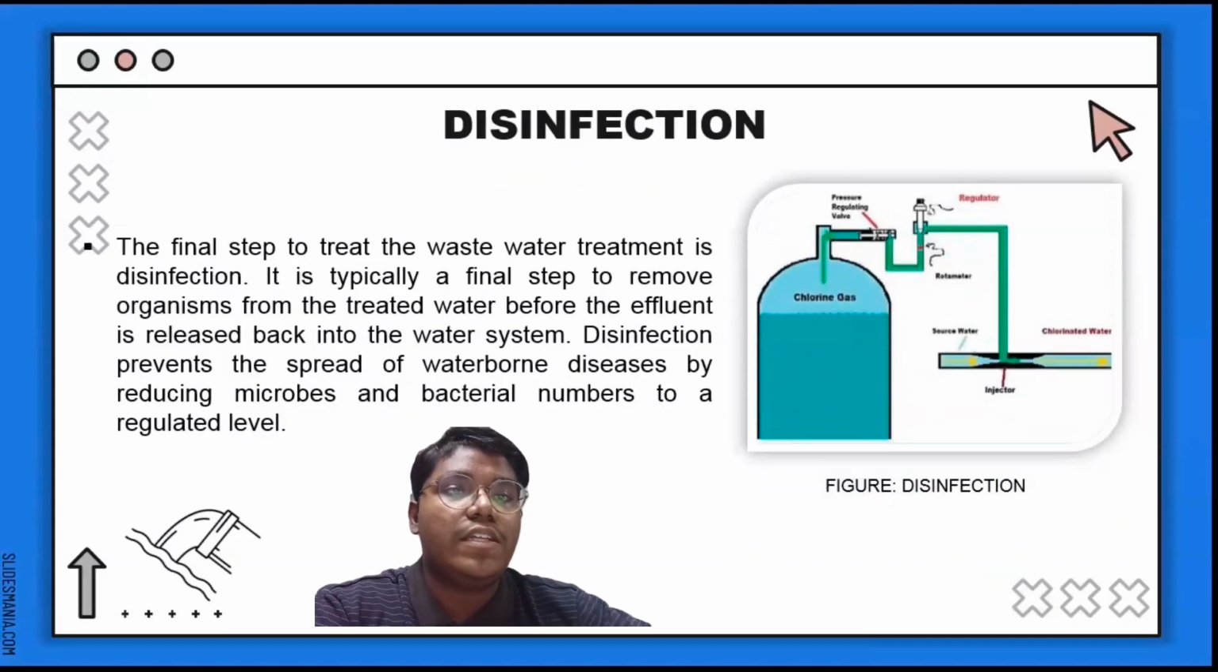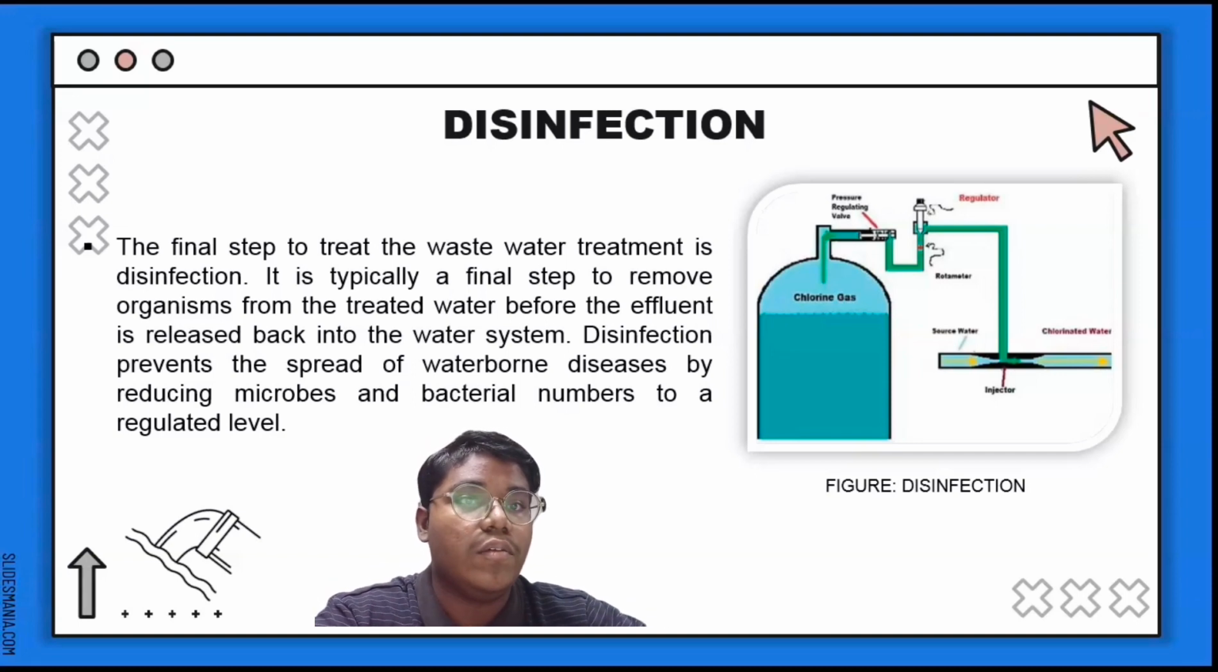The final step to treat the wastewater is disinfection. It is typically the final step to remove organisms from the treated water before the effluent is released back into the water system. Disinfection prevents the spread of waterborne disease by reducing microbe and bacterial numbers to a regulated level.